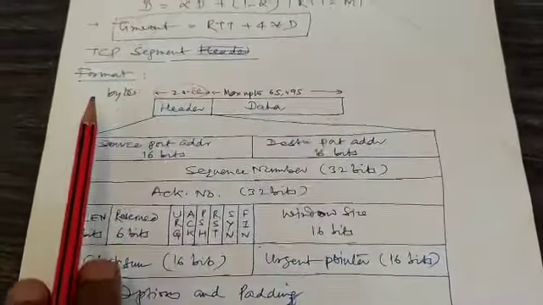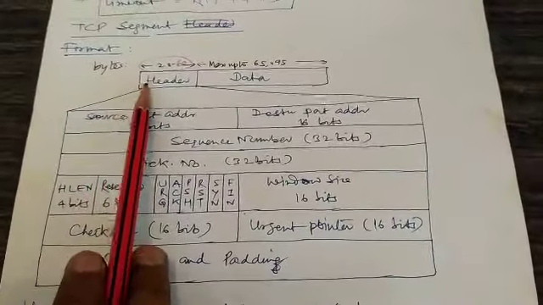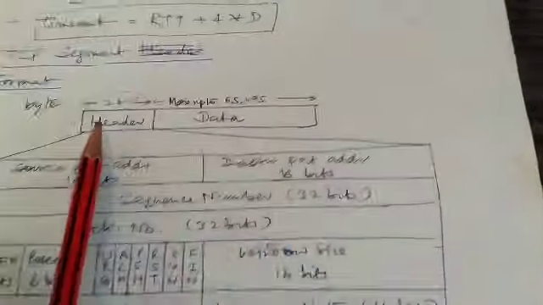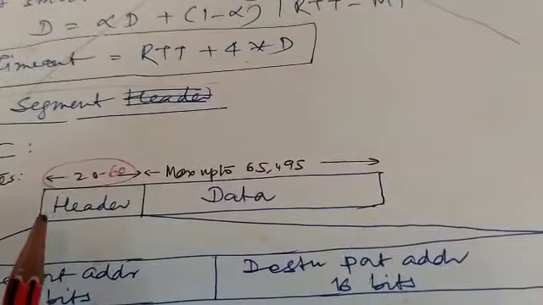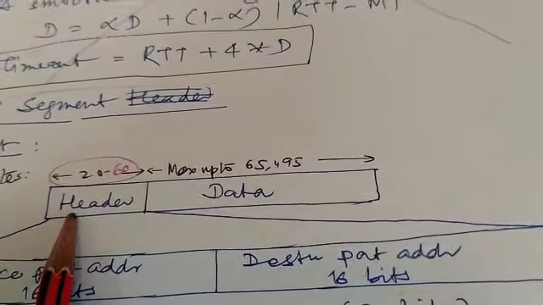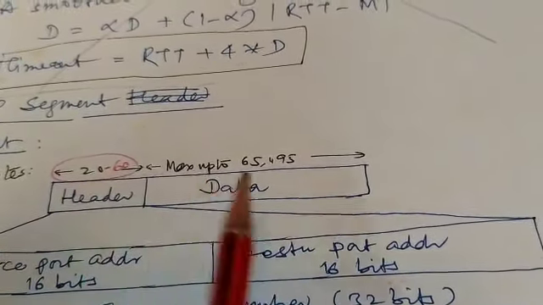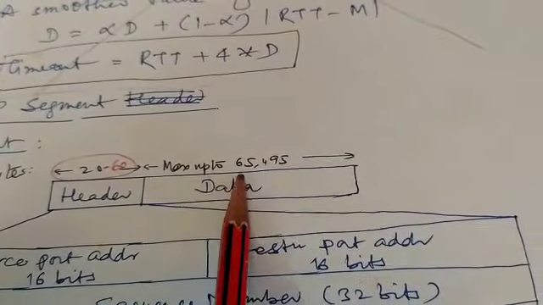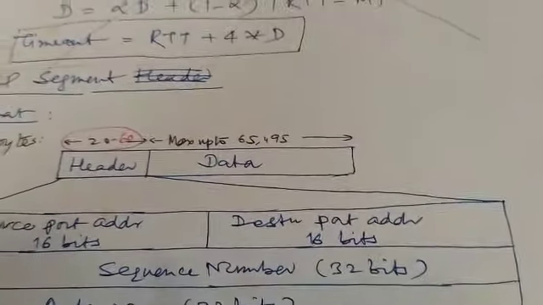Let us see first of all the details of the TCP segment. The TCP segment has this kind of the format. We have two parts in this, the header part and the data part. The header part is minimum 20 bytes and maximum 60 bytes in size, and the data part is maximum 495 bytes.